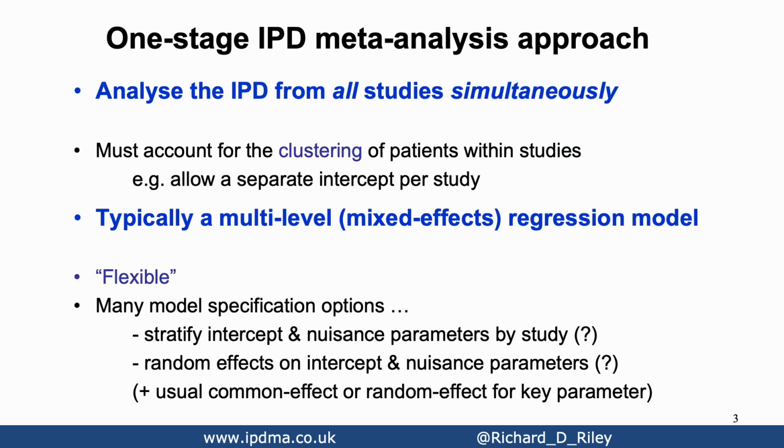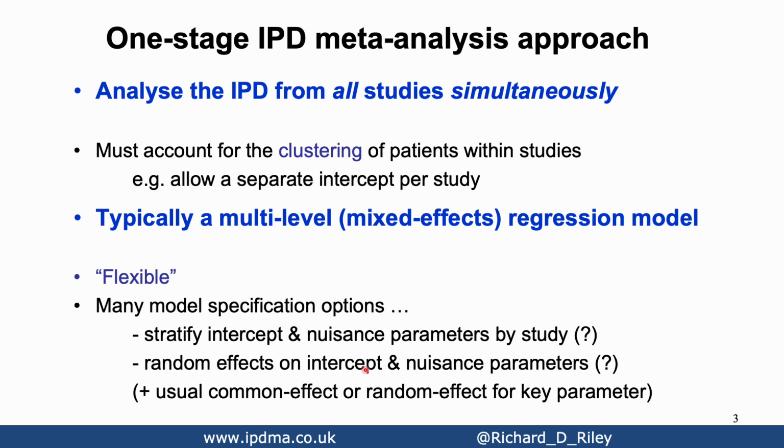In a one-stage approach, we actually now analyse the individual participant data from all the studies simultaneously. And we do this in a hierarchical multi-level regression model, also known as a mixed effects model. What this means is that we're accounting for clustering of participants within studies, or we should be accounting for clustering if we're doing it properly. So, for example, we might have a separate intercept for each study. And then we've got flexible options like how we stratify nuisance parameters, such as adjustment for prognostic factors. Do we adjust them by study? Maybe we put random effects on those. Equally, we could put a random effect on the intercept.